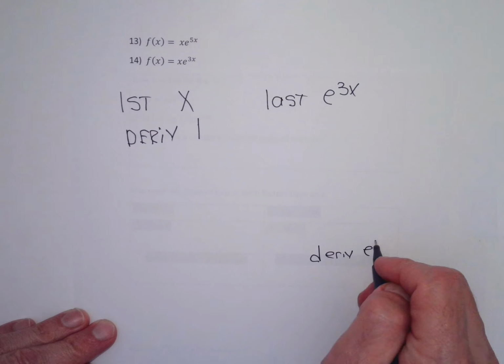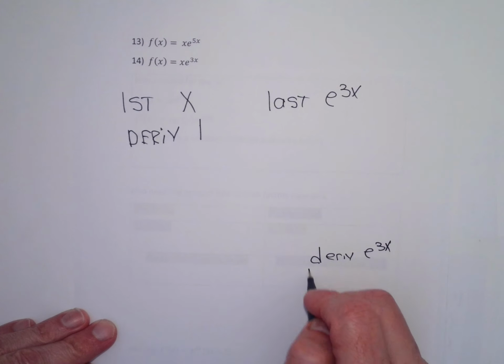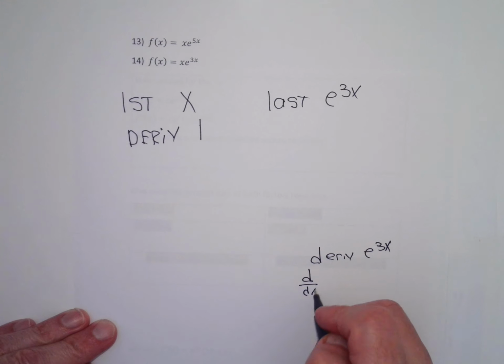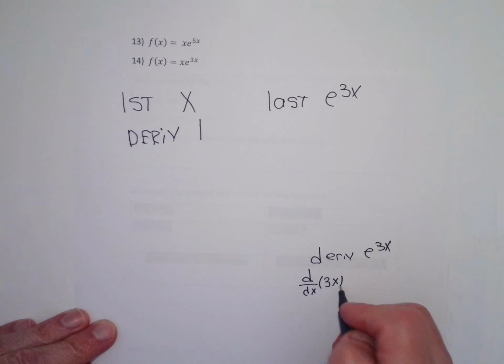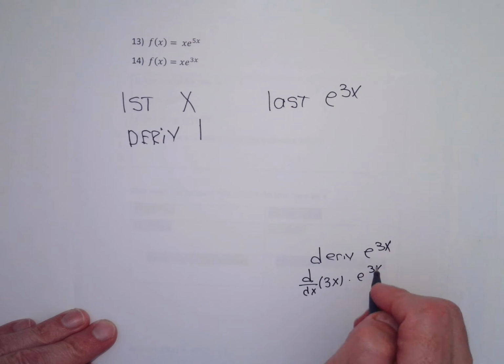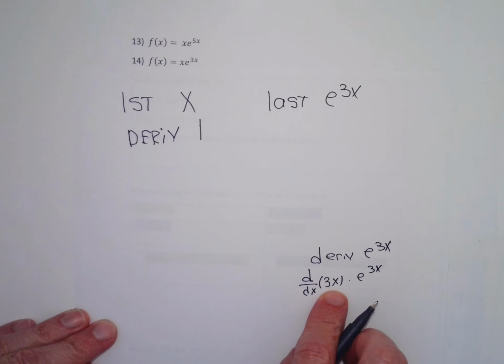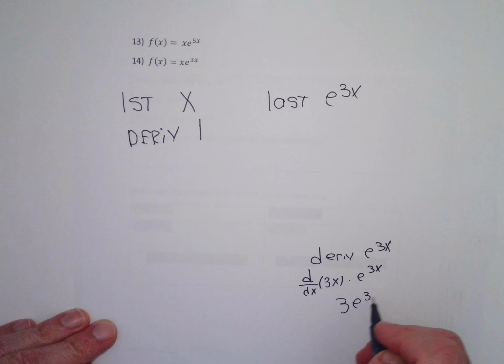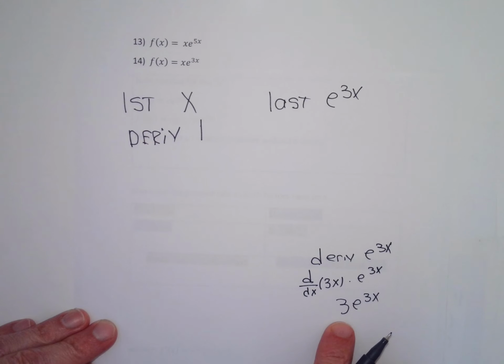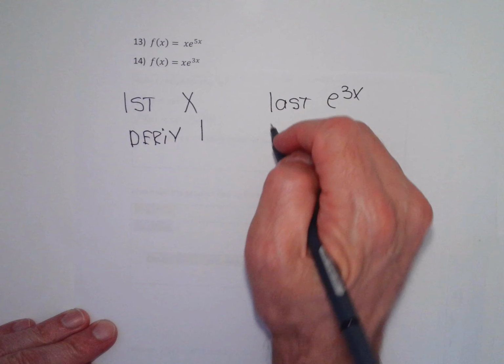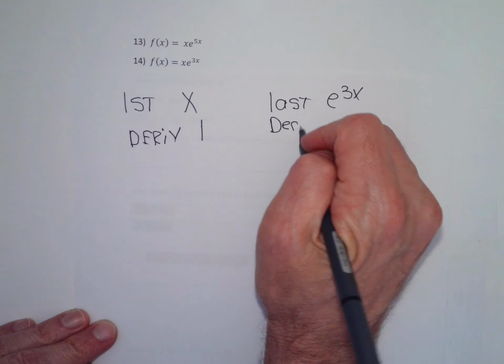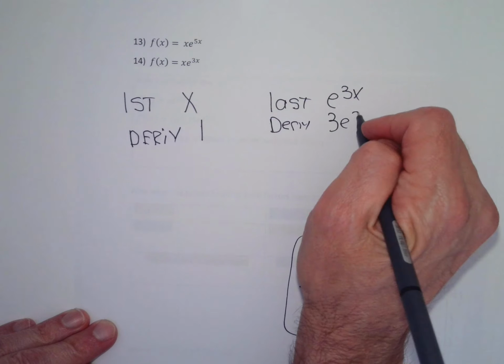The derivative of e to the 3x, I could do that without coming down here. It's the derivative of the exponent, which is 3x, times the e function. The exponent just has a derivative of 3. The exponent's a first power term. The derivative of a first power term is just the coefficient. So the derivative of e to the 3x is 3e to the 3x.